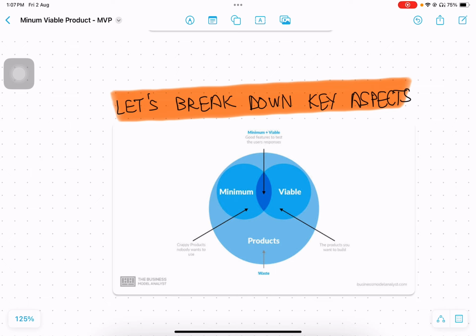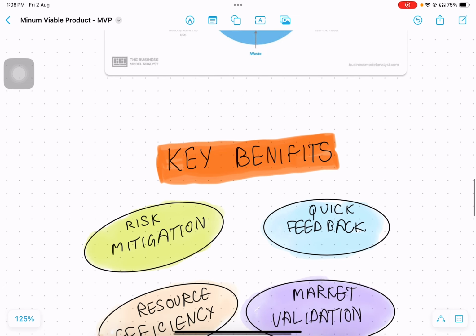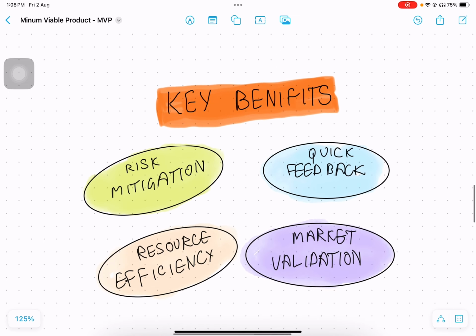Think of MVP as the narrowest part of a funnel. You start wide with lots of ideas and features, but through prioritization and user feedback, you narrow down to what's absolutely necessary. So, how does an MVP help a product manager? Here are a few key benefits. Risk mitigation. By releasing a basic version of your product, you reduce the risk of investing in features that users don't actually want or need.